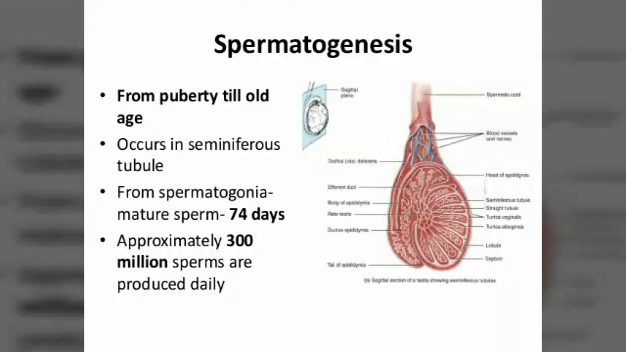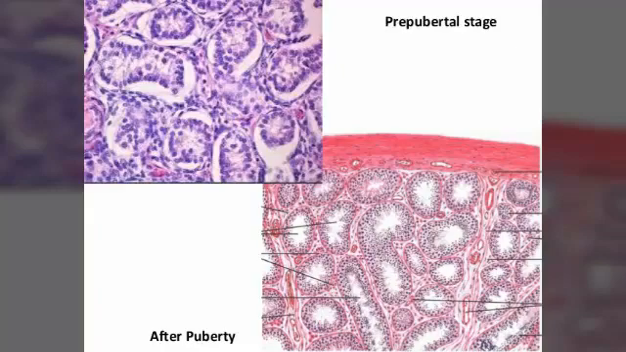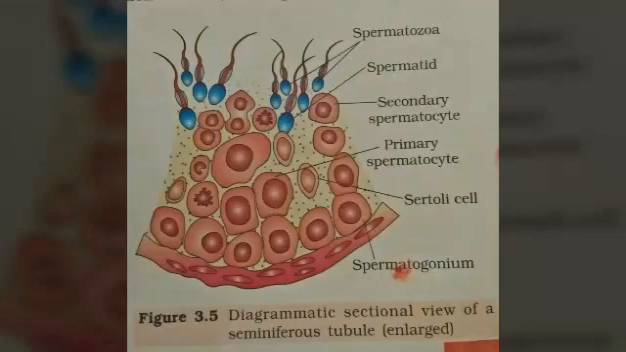Spermatogenesis is the process of formation of sperm through the germ cell. This is the structure of the pre-pubertal stage, and this is the structure after puberty. So many differences occur between these times. So this is the spermatozoa. Spermatozoa means developed sperm. They are embedded in the Sertoli cells. They attach to the Sertoli cells and take nutrition from them.